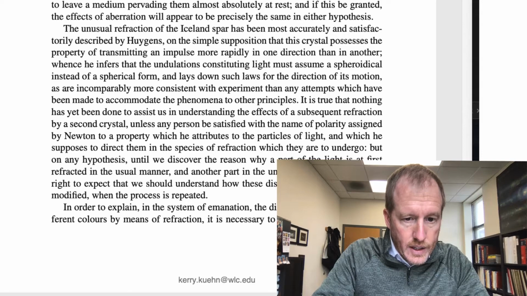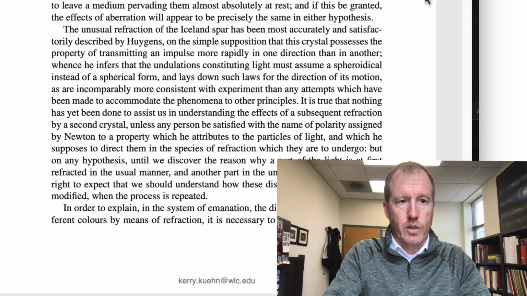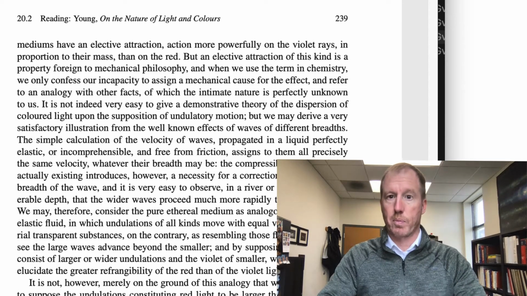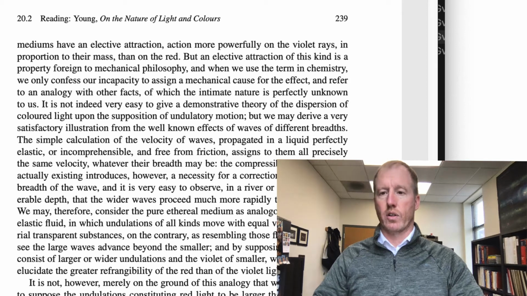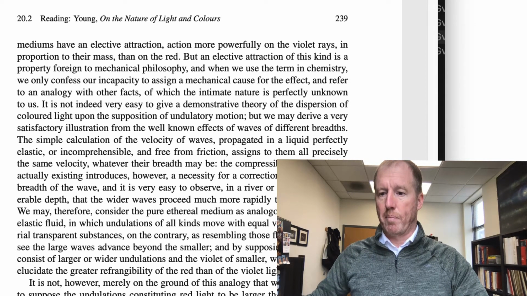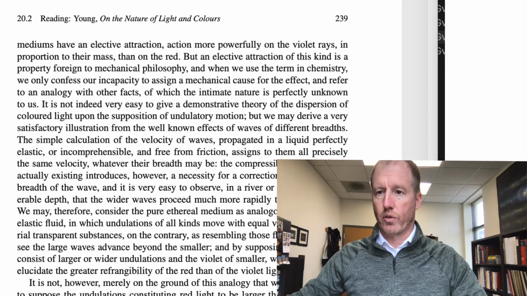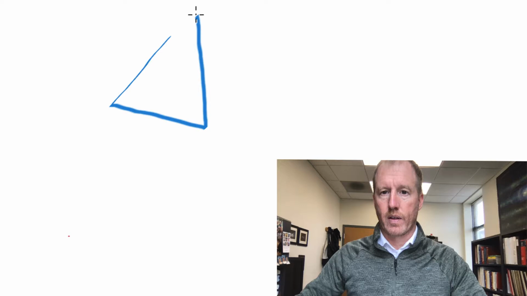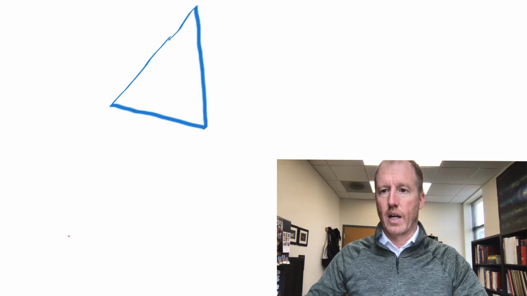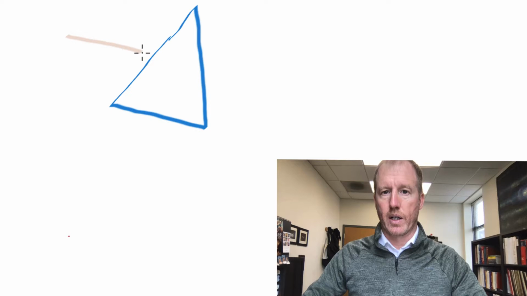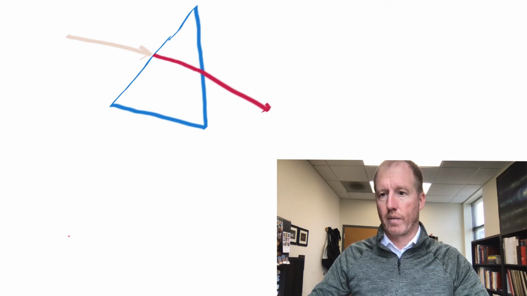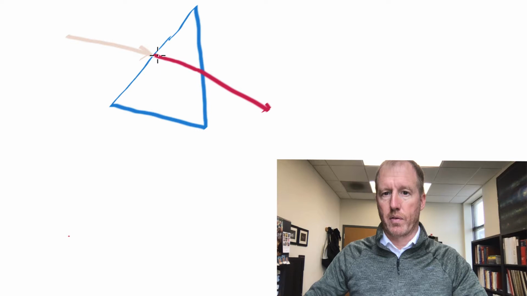Okay, and then let's talk about, at the bottom of page 238 and the top of page 239, he's talking about the phenomenon of dispersion, where light of different colors is bent by different amounts when traveling through a crystal. So we briefly mentioned this last time, where if you have a prism like this of glass, and you have white light that's shining upon this prism, then what happens is the white light bends into different colors. I'm not going to draw all of them. I'll just draw a couple of them.